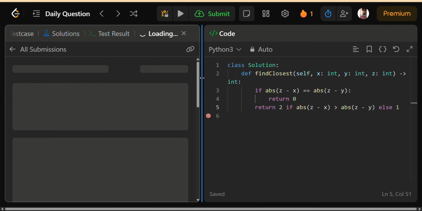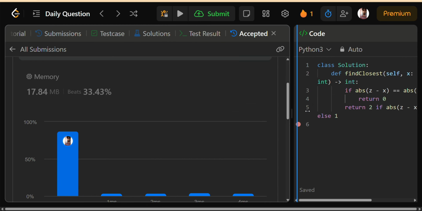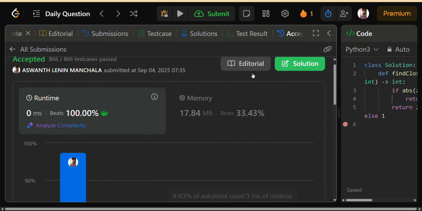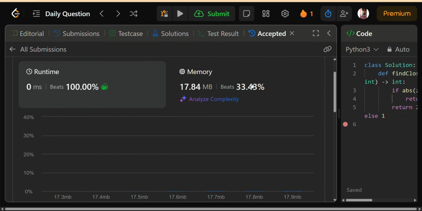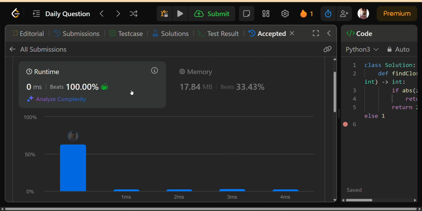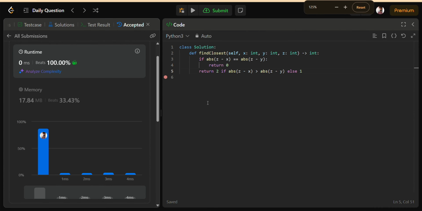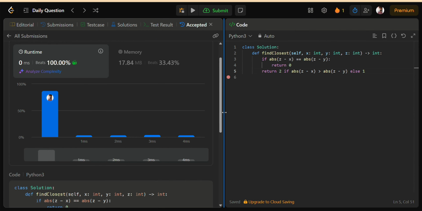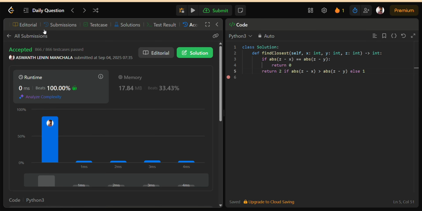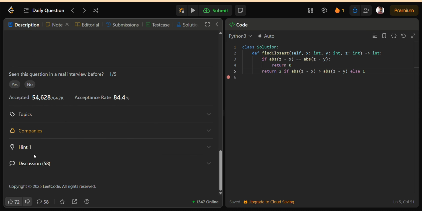It teaches us how important absolute values are when working with positions on a number line. Regardless of whether someone is to the left or right, the absolute difference gives us the true distance, which is exactly what we need to make the comparison fair. Another insight is that this kind of setup, comparing who reaches a target first, is a pattern you'll often see in other problems as well, sometimes with added twists like varying speeds or obstacles. So, getting comfortable with this style of thinking is really valuable.